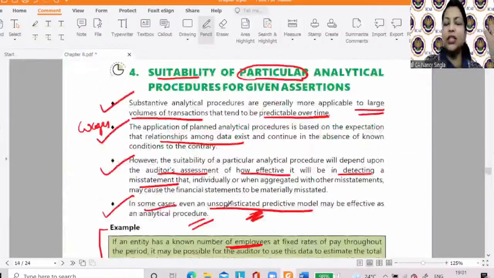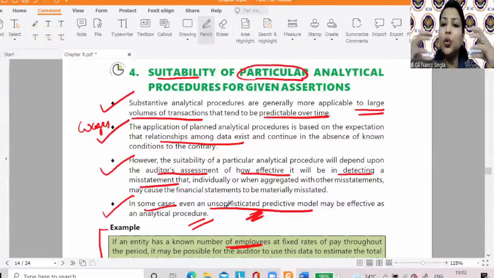He shall consider first of all the suitability of a particular analytical procedure. For all those who said there was some video problem, please listen to me again. I'm revising this topic. Whether a particular analytical procedure is suitable or not. For that the auditor will first consider that when he has to apply an analytical procedure, the volume of transactions should be large, and the data should be predictable. I gave you the example of a building. You would not apply trend analysis on a building. On purchases and sales you can very well apply it. A relationship among data should be there.